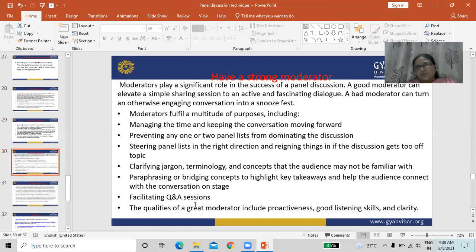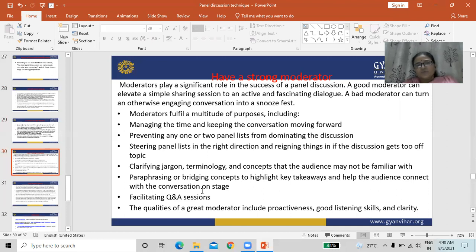Have a strong moderator. Moderators play a significant role in the success of a panel discussion. A good moderator evaluates a simple sharing session to achieve the goal or objective of the panel discussion. A bad moderator can turn an otherwise engaging conversation into a snooze fest.